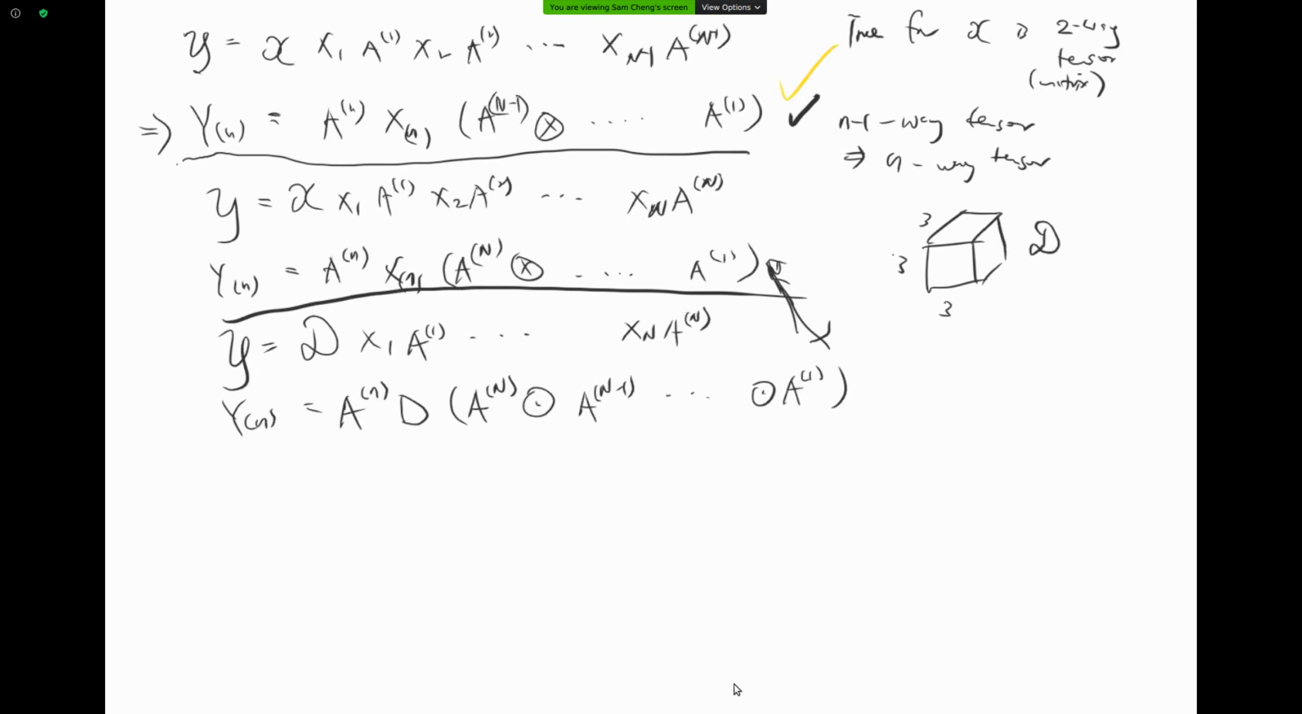For the first 9 elements, only the first one is 1, that's the first layer, so 1 0 0 0 0 0 0 0 0. The second layer, only the center one will be 1, so I have 0 0 0 0 1 0 0 0 0. And for the last layer, only the last one will be 1, so I have 0 0 0 0 0 0 0 0 1. Anyway, that should be 27 of them, right? Actually, this is the vectorization of D1.